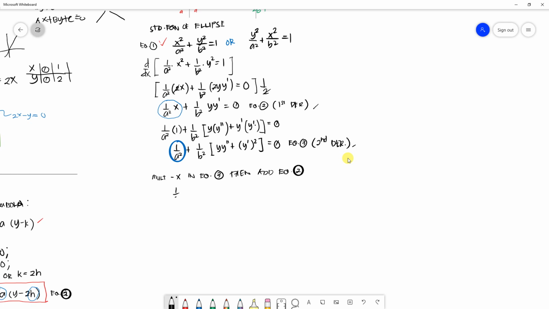Sulat lang natin ulit. May tumahol pang aso. Nakikicalculus din.